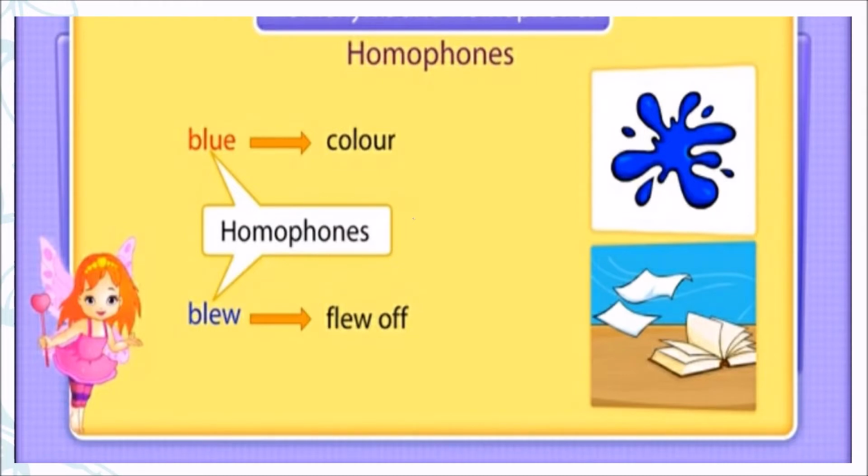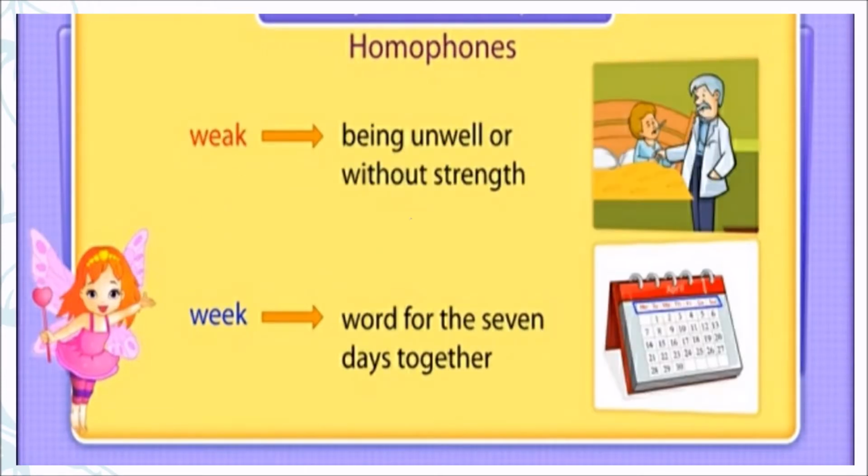Now let's see some examples. Blue, blew. These 2 words sound alike but have different spellings and different meanings. The word blue means color. The other word blew means flew off. Next we have weak, week. The word weak means being unwell or without strength. The other word week means word for the 7 days together.